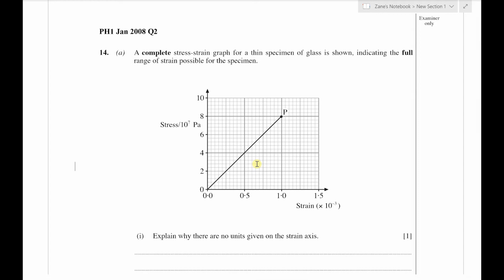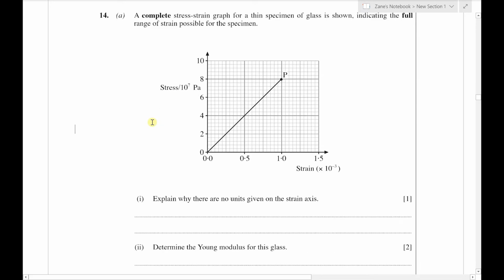This is from Unit 1, January 2008, and it was question 2 on the paper, and it's a question about materials. So first part of the question, we've got a complete stress strain graph for a thin specimen of glass, and it shows the full range of strains possible for this particular specimen. And first of all, we've got to explain why there are no units given on the strain axis.